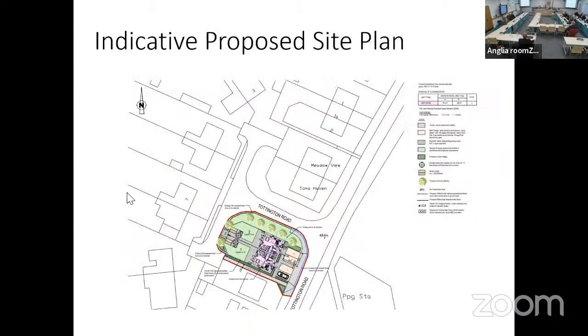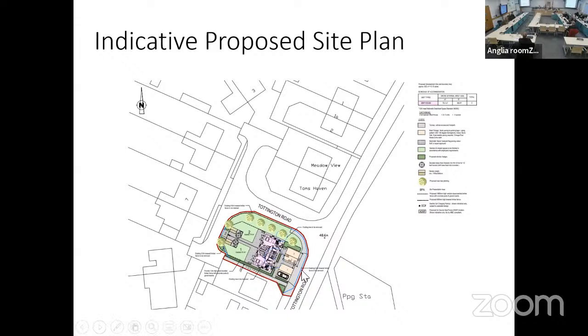So as I have mentioned before, the application is for outline planning permission. So it's establishing the principle of development and all matters are reserved. So therefore it means we're just focusing on the principle of development. And please do note that this is just an indicative proposed site plan. So things such as access, scale, landscaping, appearance, and layout are all reserved, and these will be dealt under a reserved matters application if the outline planning application were to be approved.